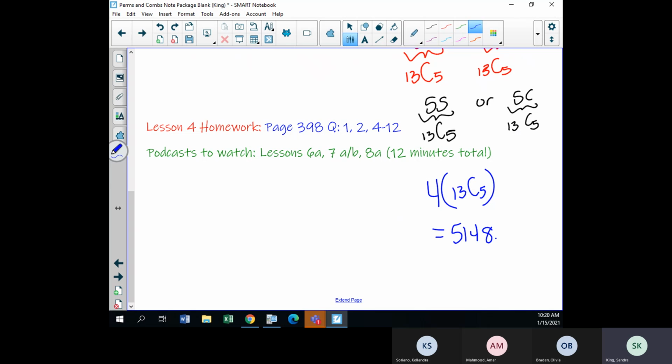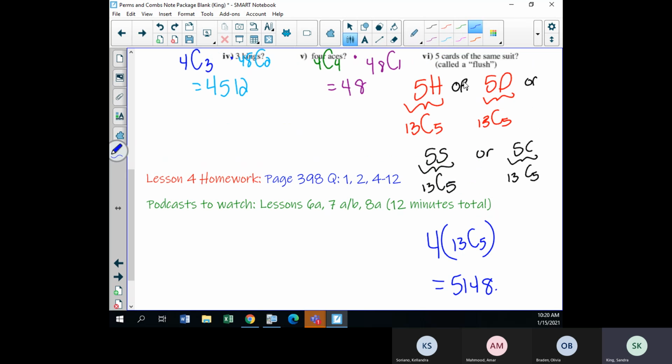If this was an exam question though, and it's a card question, and I said, you know, drawing a same suit, or getting a flush, I would probably do this plus this or this or this to show that you really understand that it could be 5 hearts, or 5 diamonds, 5 spades, or 5 clubs.